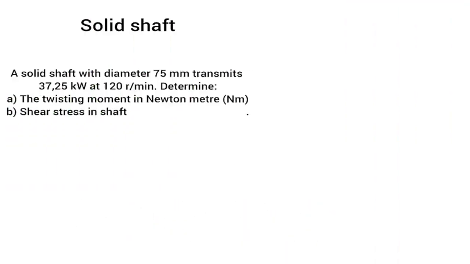In this lesson, we're going to be solving this problem. This problem is under the strength of materials, under solid shaft. Here, the problem statement reads as follows. A solid shaft with a diameter of 75 millimeters transmits 37.25 kilowatts at 120 revolutions per minute. Determine the twisting moment in Newton meters and determine the shear stress in the shaft.